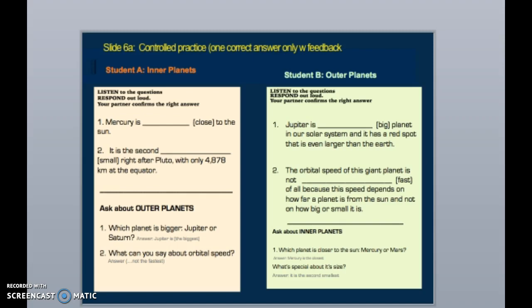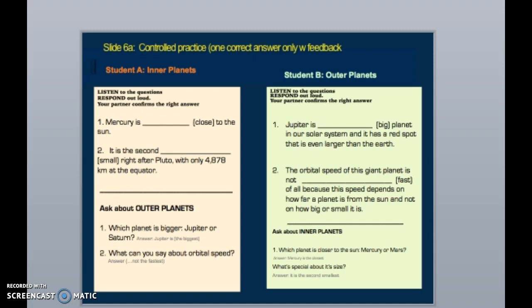And the directions are as follows. Listen to the questions, respond out loud. Your partner confirms the right answer. So student A listens to the questions. Now, the questions for student B are below the line at the bottom of the green slide.